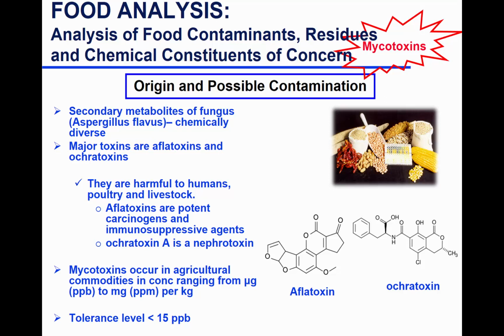There are limits of tolerance level, but for some aflatoxins, tolerance level is 0. So for example, aflatoxin B, tolerance level is 0. So it shouldn't be present. For others, there is a tolerance level that is less than 15 parts per billion.